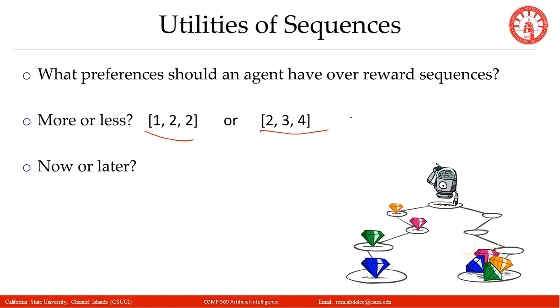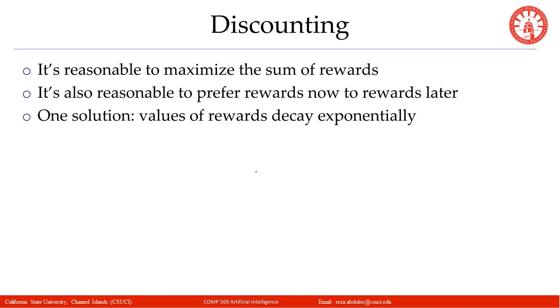So does the agent prefer to get the reward now or to get the reward later? Here is the case where the agent receives the reward at, for example, time step 2, and here it receives the reward immediately after its first action. So it is reasonable to maximize the sum of rewards, because we want to maximize the utility as we defined previously. It is also reasonable to prefer rewards now over rewards later. So how can we implement that?